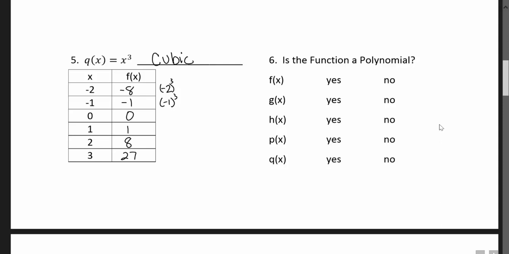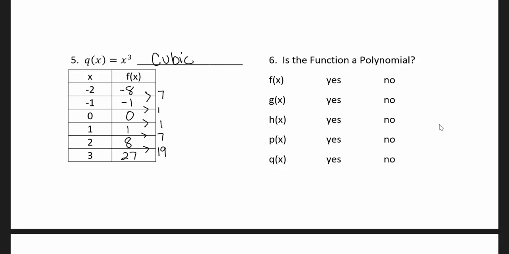So now, how do I know from a table that this is cubic? This is increasing by 7. This is increasing by 1. And then 1. And then 7 again. And this looks like 19.